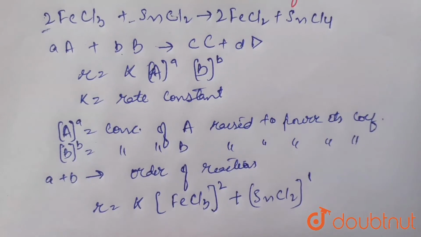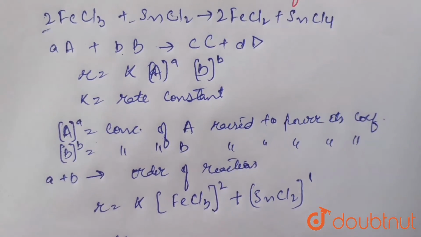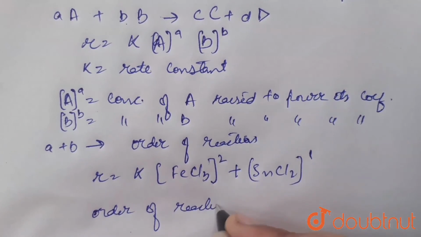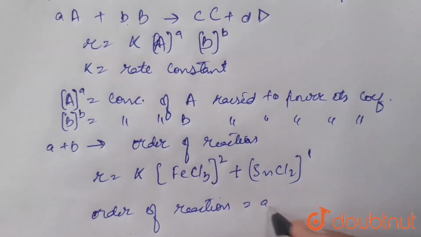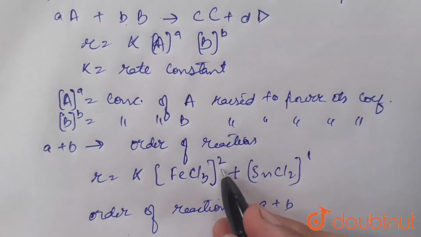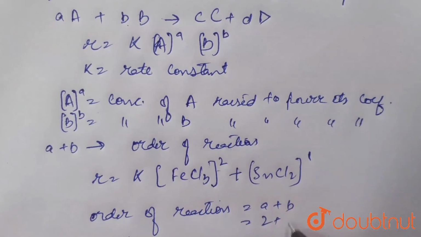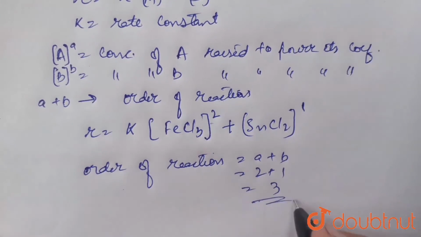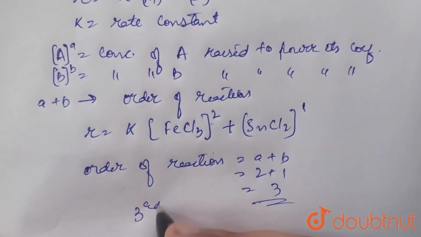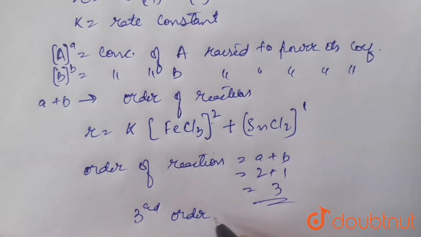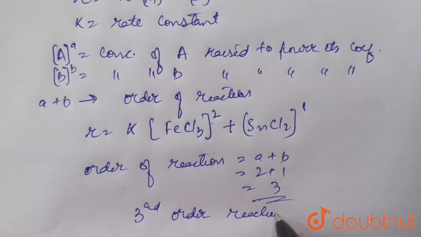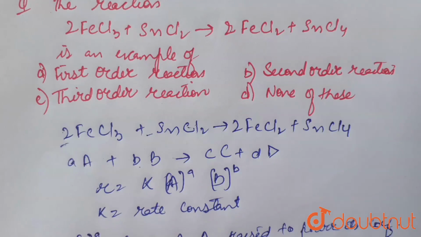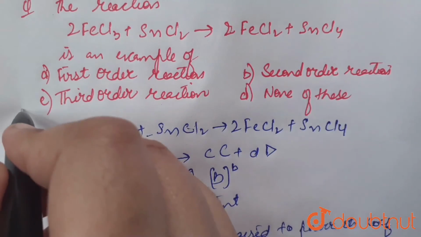That means order of reaction equals small a plus b, where a is 2 and b is 1, that equals 3. Thus, order of reaction is 3. So it is a third order reaction. Hence, the correct option for the given question is option C, third order reaction.